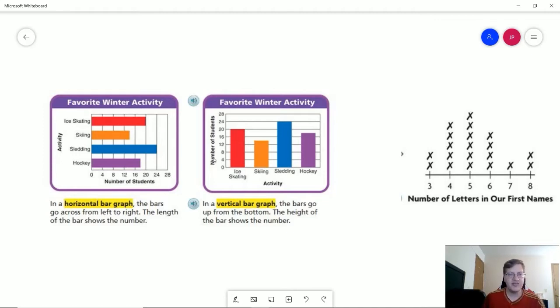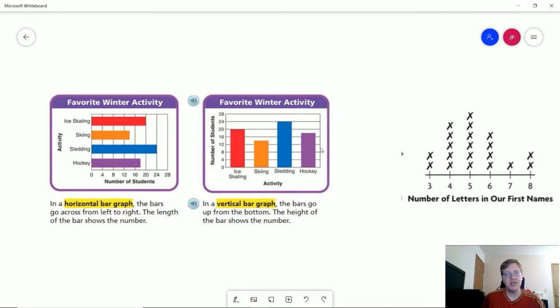So for both of these examples, one being horizontal, one being vertical, they decided to count by fours. So each line is going to be a multiple of 4. And with the horizontal bar graph, we are going to read going out to the right to get our number. And so I have ice skating would be 20 students that chose that. I'm halfway between 12 and 16, which means I would have 14 students that picked that. 24 students picked sledding, and halfway between 16 and 20 is 18, so 18 students picked hockey.